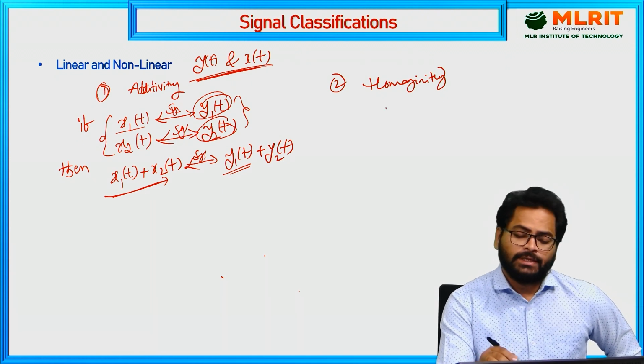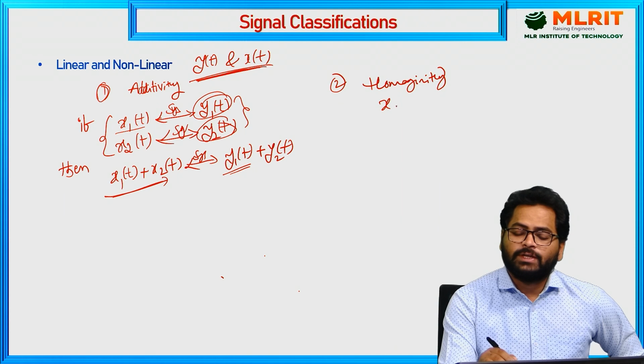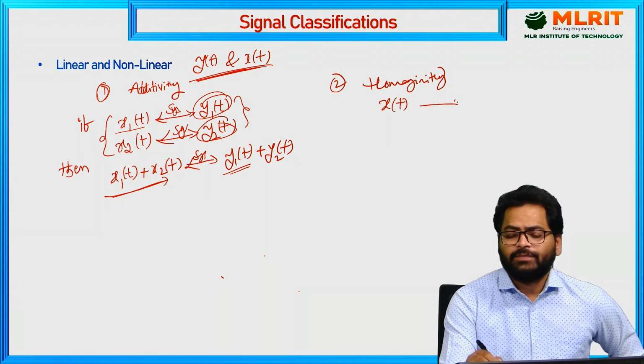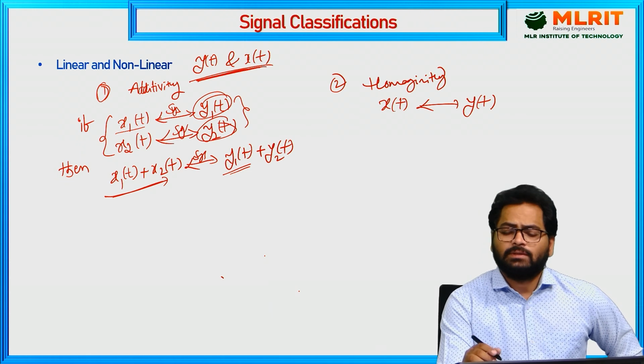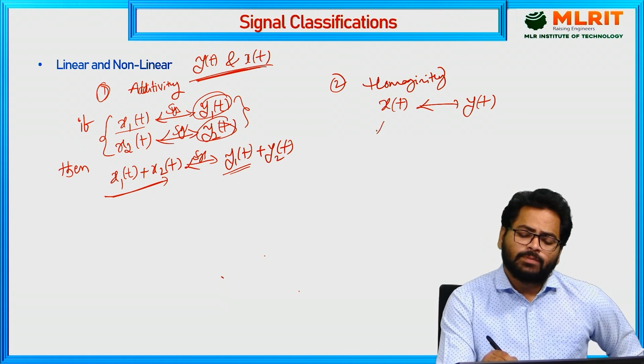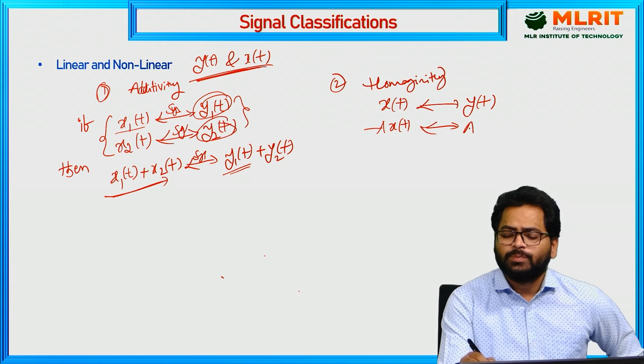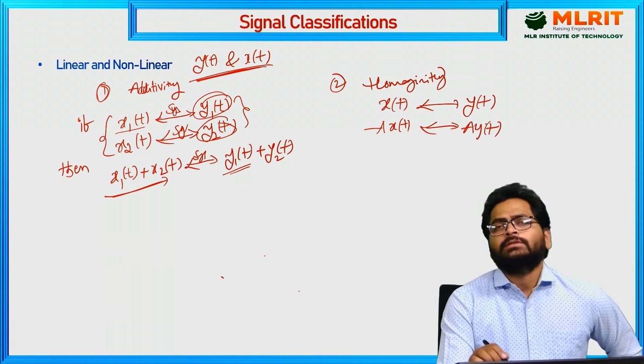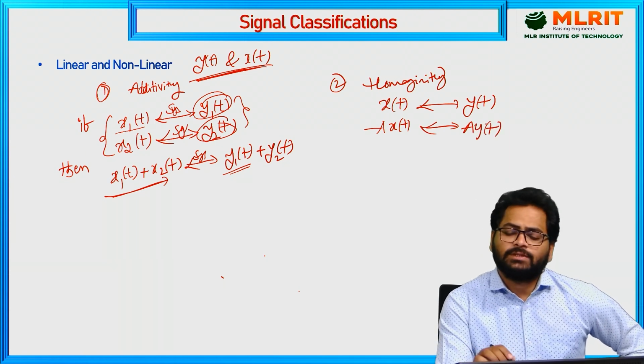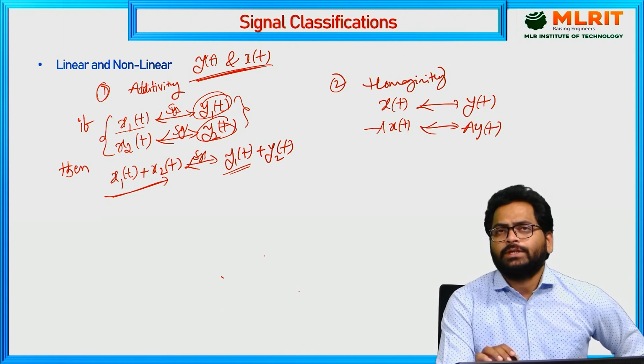Next one, homogeneity. If for the same system I give x of t and I get the output y of t, and if I multiply some constant a with this x of t and get the output a into y of t, then this principle is homogeneity, and the system is said to be following the homogeneity principle.